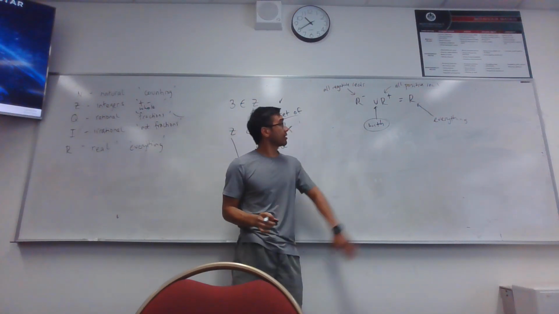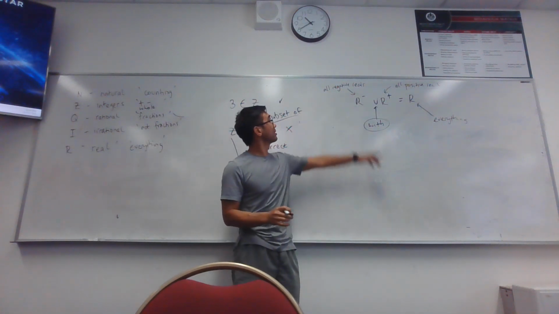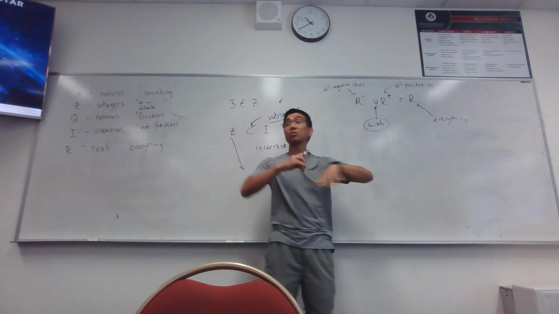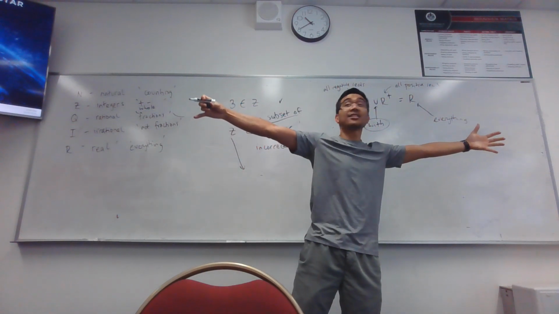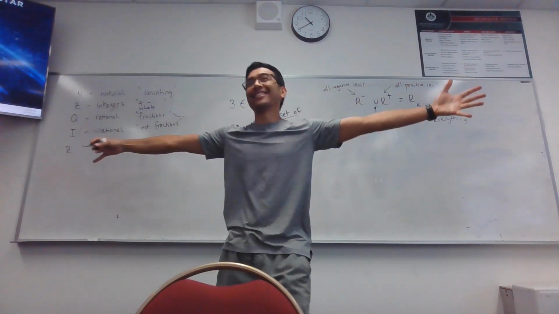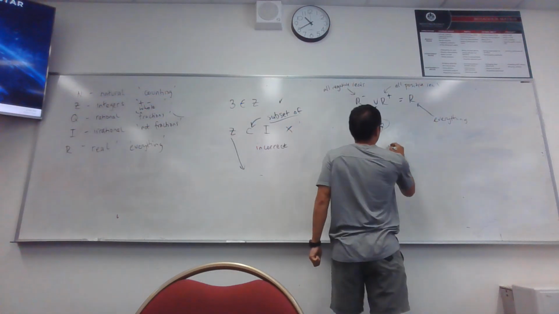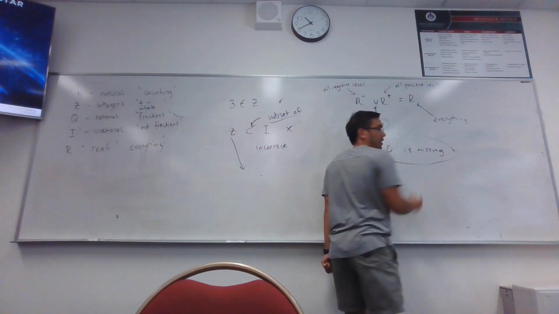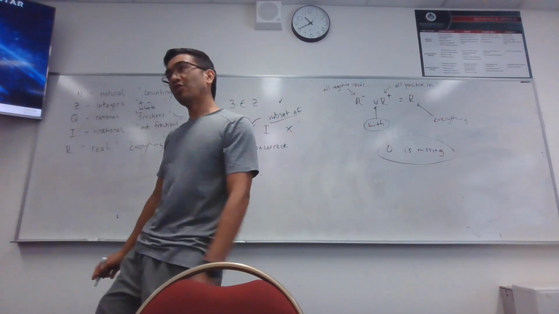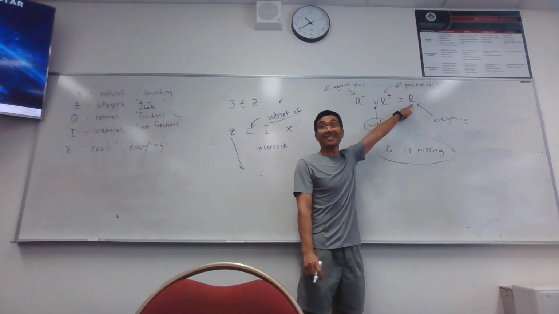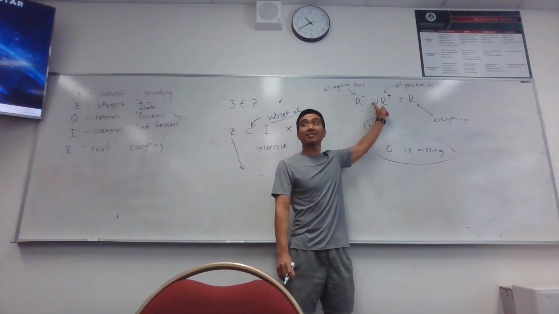I'll explain it in English. This sentence says all the negative real numbers with all the positive real numbers equals all the real numbers. Is that right? It's wrong. What's missing? Zero is missing. Zero needs to be in here, but it's missing on the left.